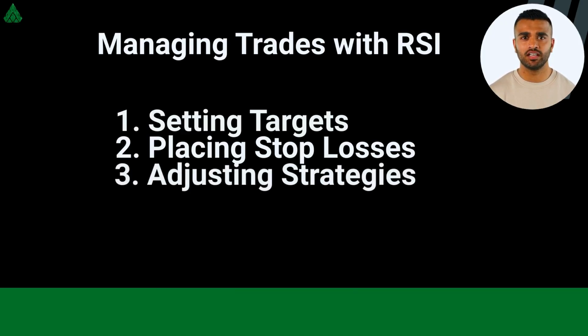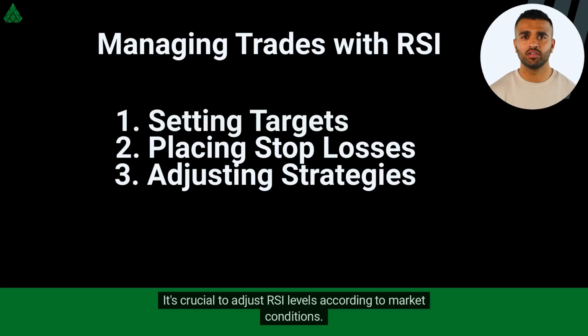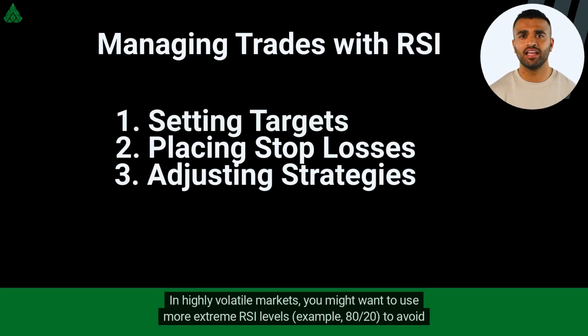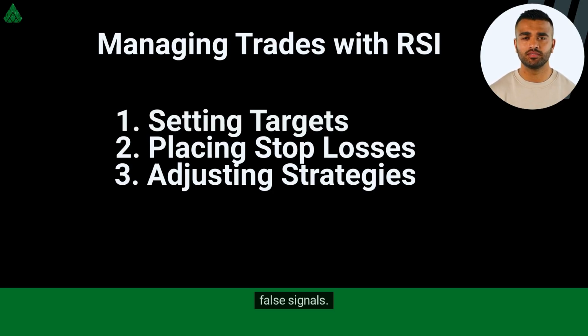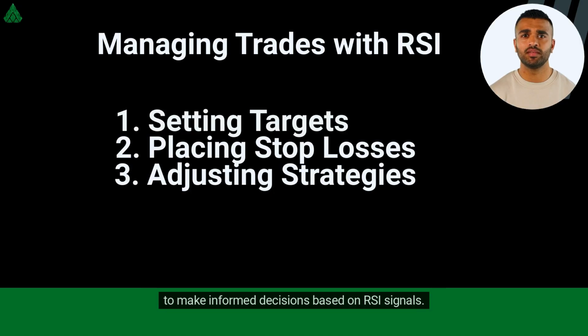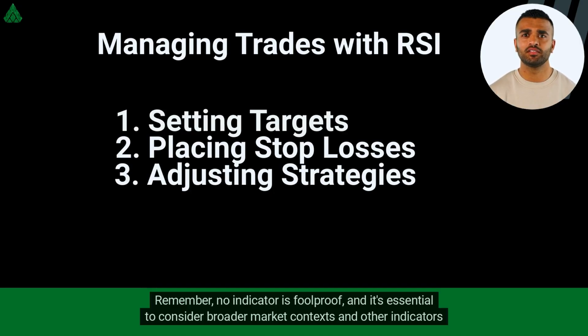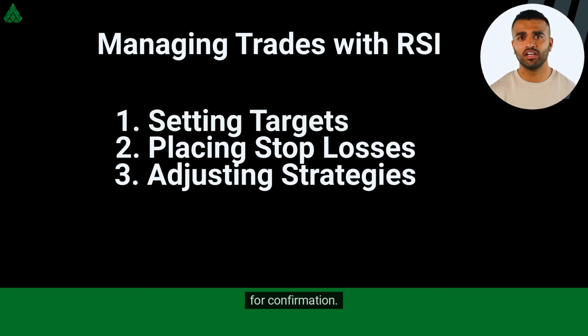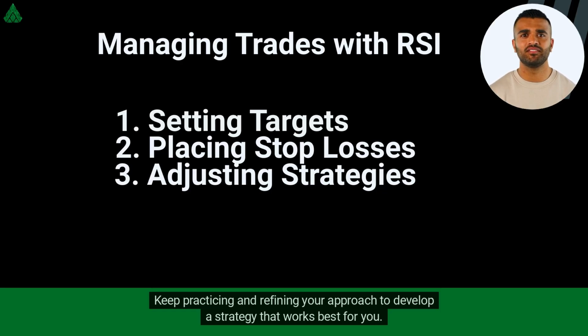Adjusting strategies. It's crucial to adjust RSI levels according to market conditions. In highly volatile markets, you might want to use more extreme RSI levels, for example 80/20, to avoid false signals. By understanding these concepts and integrating them into your trading routine, you'll be well equipped to make informed decisions based on RSI signals. Remember, no indicator is foolproof, and it's essential to consider broader market context and other indicators for confirmation. Keep practicing and refining your approach to develop a strategy that works best for you.